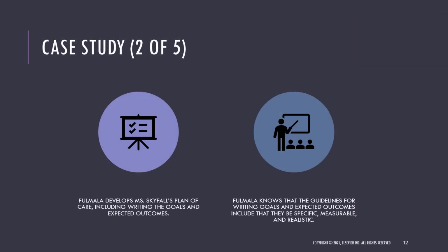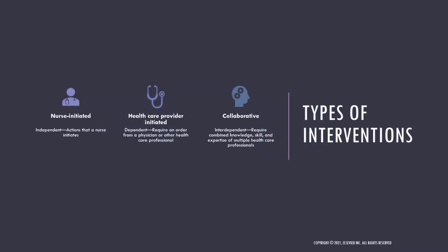So Fumal develops Ms. Skyfall's plan of care, including writing the goals and expected outcomes. She knows the guidelines for writing goals and expected outcomes include that they be specific, measurable, and realistic. So nurse-initiated interventions are independent actions that a nurse initiates. Healthcare provider-initiated, or dependent, interventions require an order from a physician or other healthcare professional. Collaborative interventions are interdependent and require combined knowledge, skill, and expertise of multiple healthcare professionals.